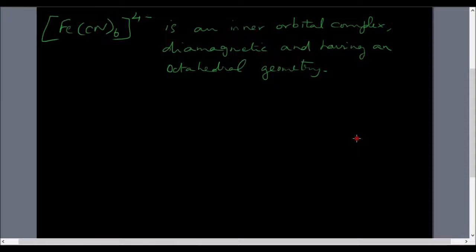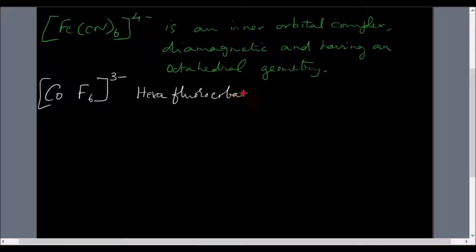I will take up another example now. The example is CoF6 3-, which is hexafluorocobaltate(III) ion. The charge on the cobalt is +3, isn't it? Cobalt is +3 here. So what is the first step?